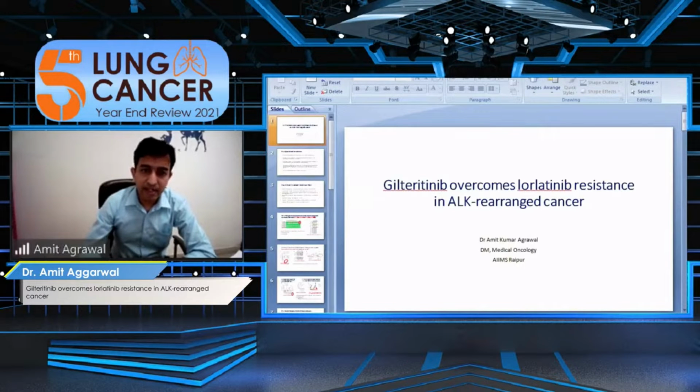We know that ALK rearrangement is seen in 3 to 5% of patients with NSCLC, and we have different TKIs available. Up to 3 generations of TKIs are approved for the treatment. Post use of these ALK TKIs, we see various mutations which can be ALK dependent as well as ALK independent.